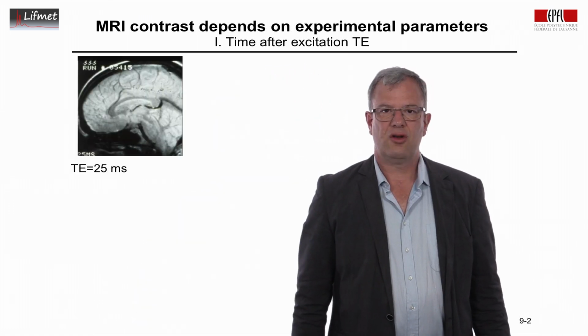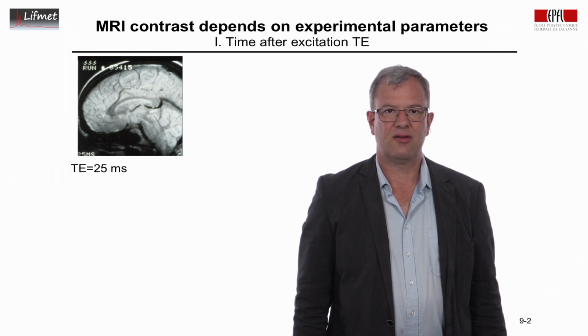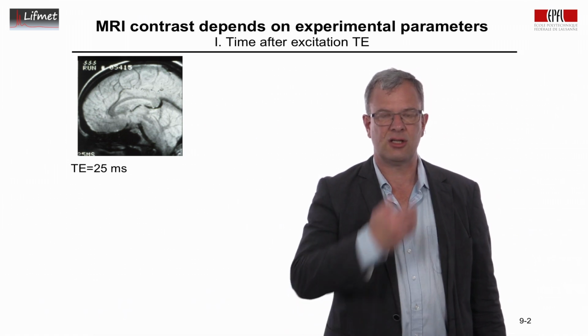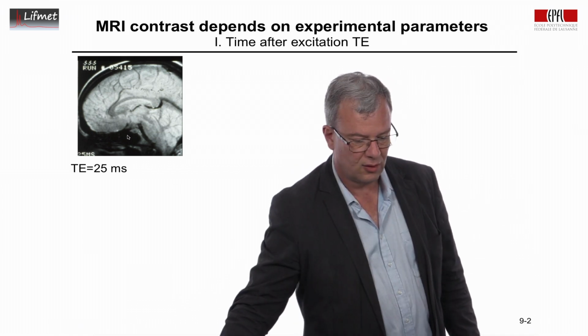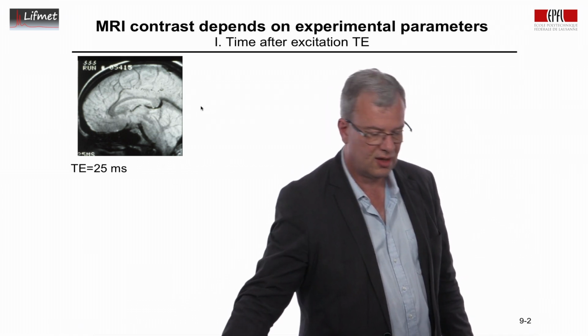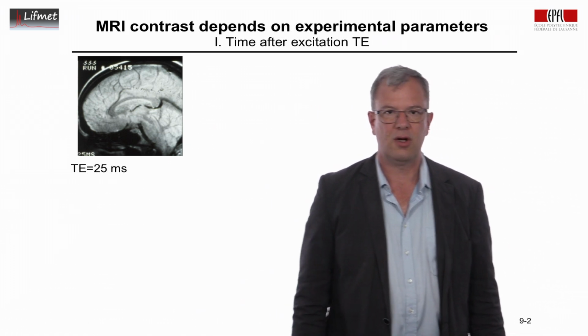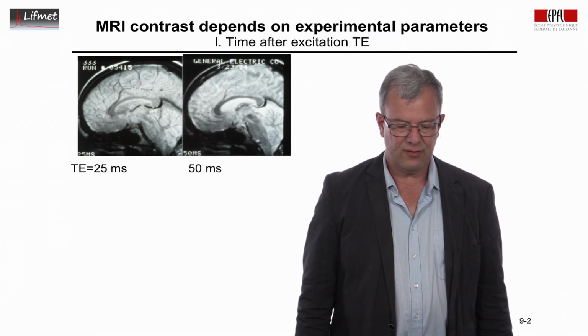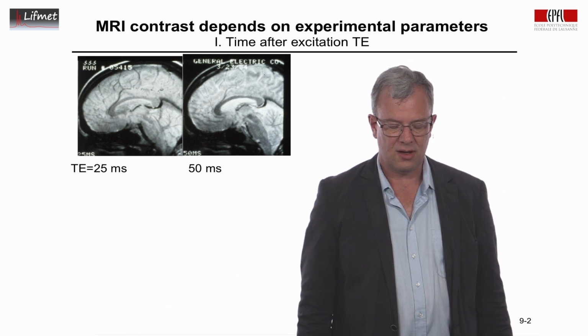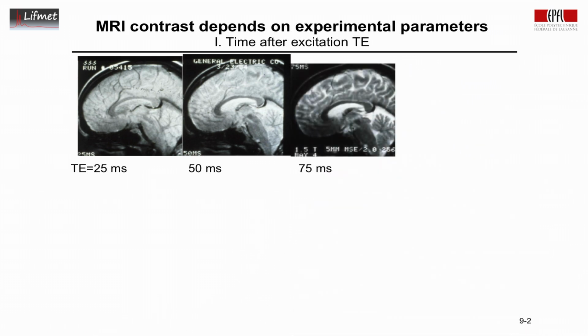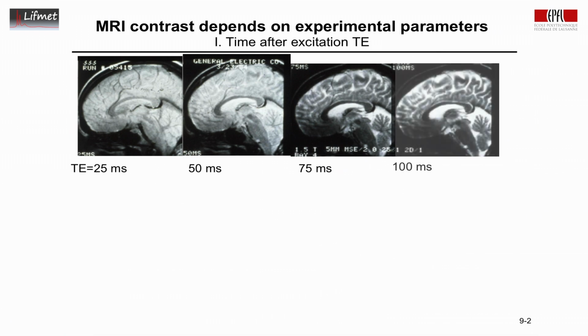So if we look at an image measured 25 milliseconds after the excitation, this is what it looks like. This is a sagittal cut through the head. The nose is roughly here. The back of the head is here, so the head is a bit tilted. This is what the image looks like. If we look at it after 50 milliseconds, we have the appearance of the head like this. After 75 milliseconds and 100 milliseconds. Notice here how the appearance of the head considerably changes as we increase the time after excitation in intervals of 25 milliseconds. So this is one parameter that we can change.